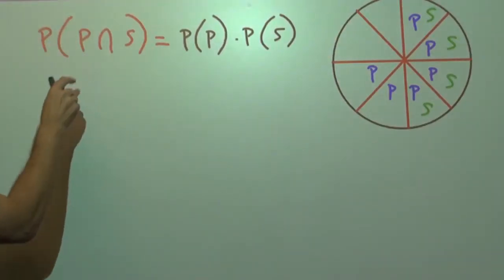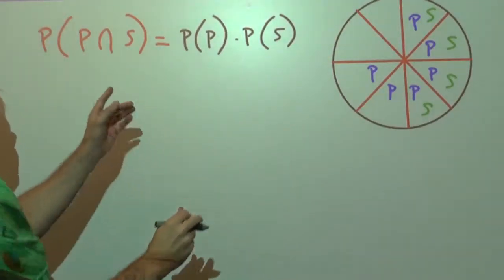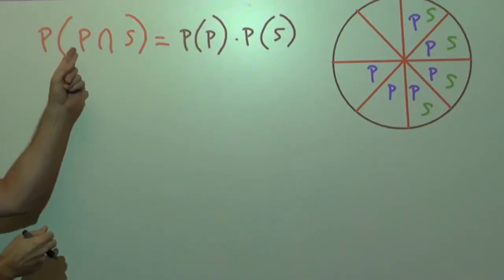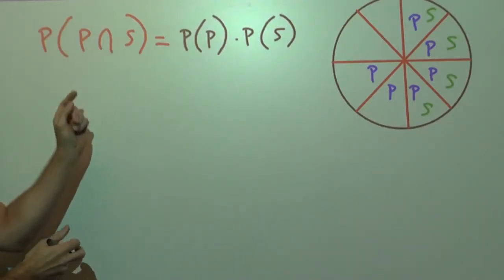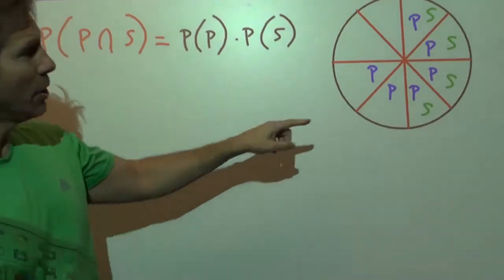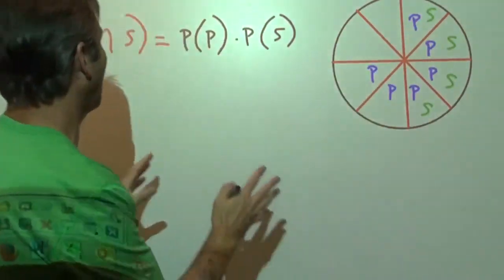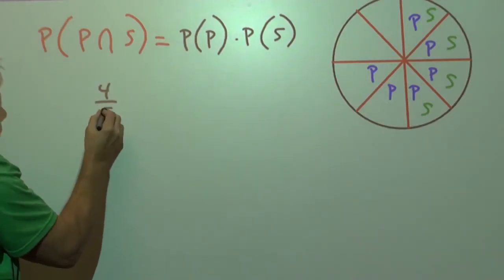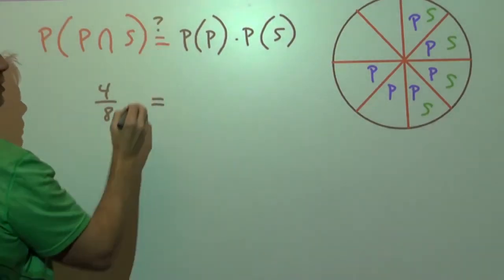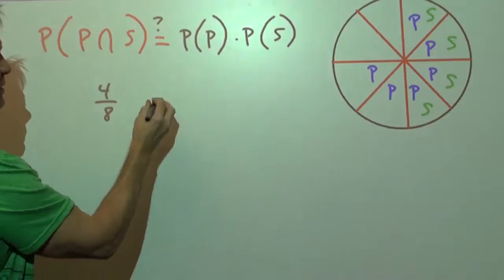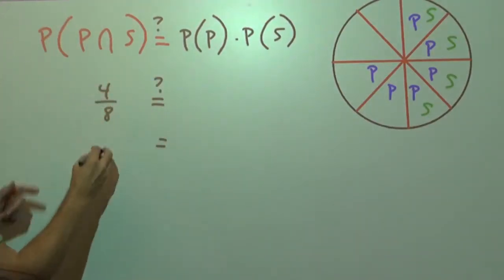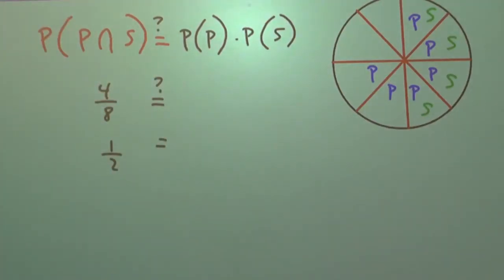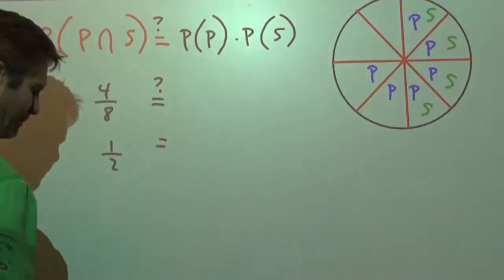First, let's go find this. Looking at the Venn pizza, what's the probability that any piece has both pepperoni and sausage, the intersection? We see that 1, 2, 3, 4 out of the 8 pieces have both pepperoni and sausage. So we're going to put a little question mark here. We want to know if this is equal to this. If we simplify, that's a probability of 1/2. So the intersection has a probability of 1/2. If these are independent events, then this should be true.